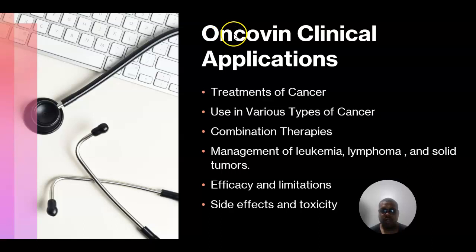So when we talk about Oncovin, let's talk about the clinical applications. They are treatments of cancers, but it's used in various types of cancer, like I mentioned earlier: leukemia, breast cancer, prostate cancer, lung cancer, any form of cancer. Anything regarding cells, when the cell is growing while constantly dividing, that's cancer.